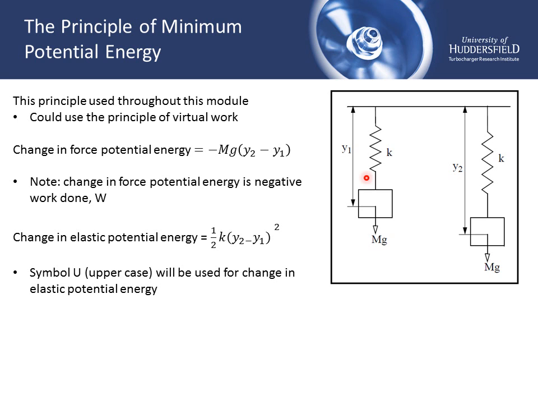If we then look at the spring here, the spring is being extended. Well, if we extend the spring, we change its elastic potential energy. In fact, if we compress a spring, we change its elastic potential energy as well. And the equation for that is half spring stiffness times change in length squared, which we've got down here. In this case, we're extending the spring. And I'll use the symbol uppercase U to indicate the change in elastic potential energy.